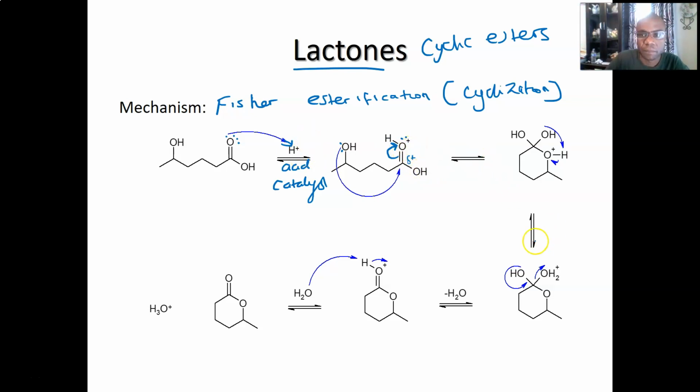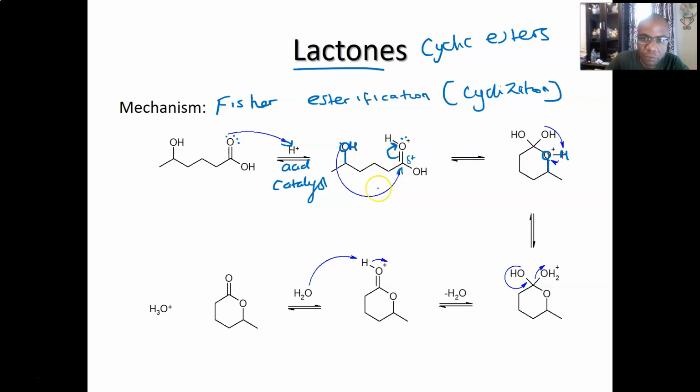Notice that each step is an equilibrium unless you keep taking out water. It can go back and forth. So the lactone can open up even after it's formed to go back to the open carboxylic acid alcohol moiety. So you attack the activated carbon, it opens up, you get this structure. So for traction, this OH is going to be this OH, and this bond is this bond.